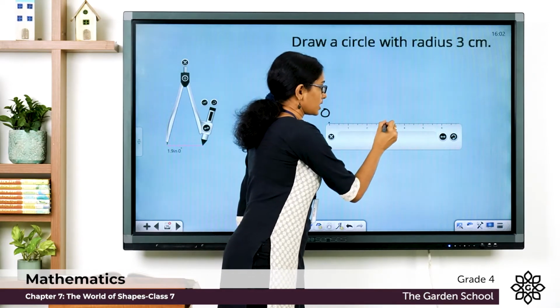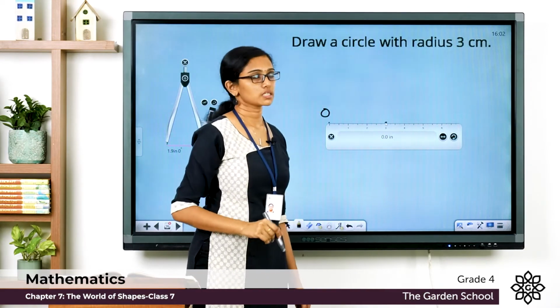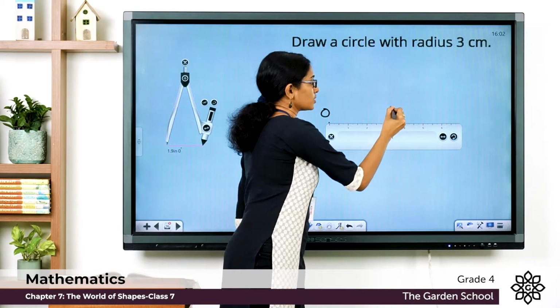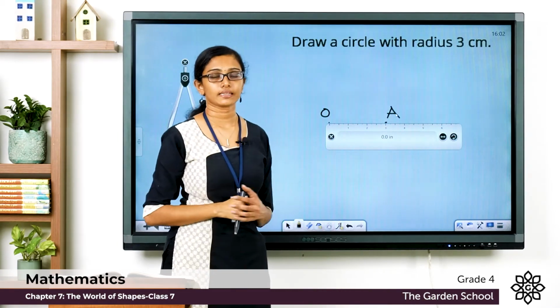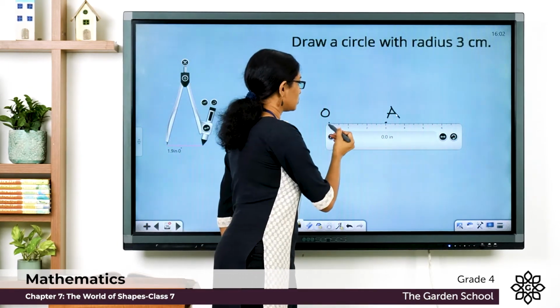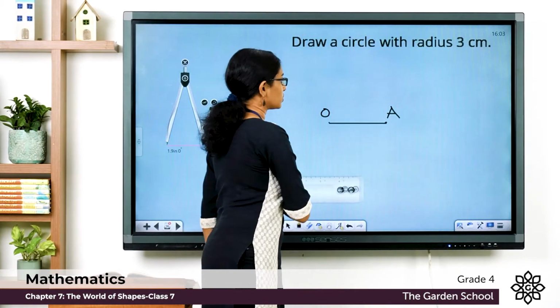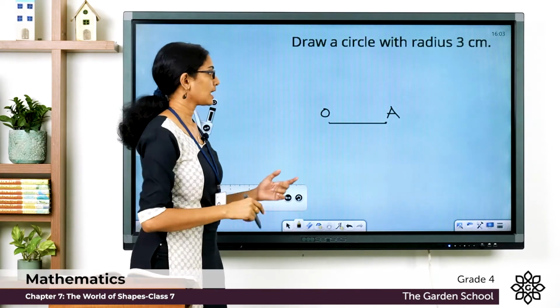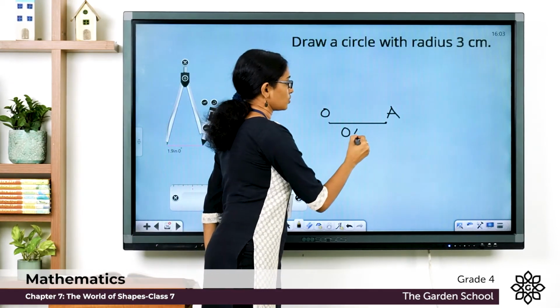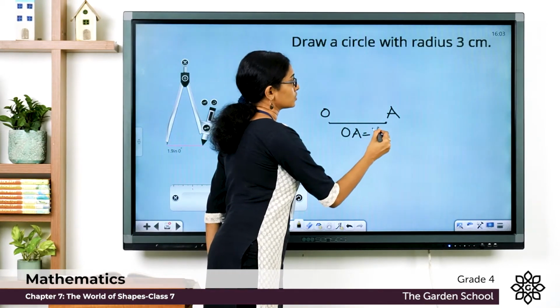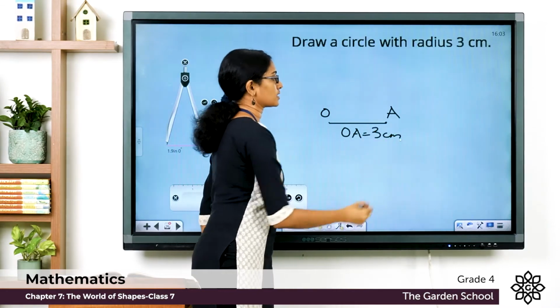So I am putting a mark at the point where it measures 3 centimeter and I am going to name it A. We can name it anything. Now the next step is to join the 2 points. Now you get the radius of the circle and it's equal to OA is equal to 3 centimeter.